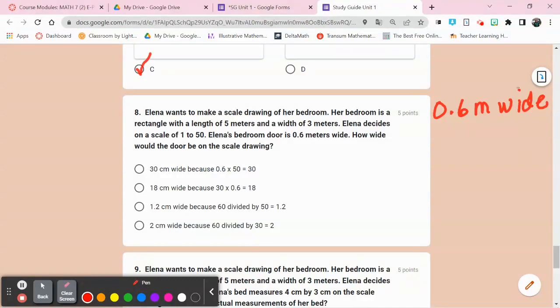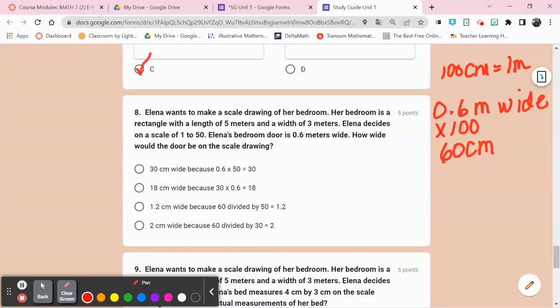All right, we're going backwards to that scale drawing. So I know I'm not going to be measuring in meters. I'm going to be measuring centimeters. So I'm going to change that to centimeters first. And remember, there is 100 centimeters in 1 meter. And we are going to centimeters, which is a smaller measurement, so we need more numbers. So we're going to multiply by 100. 0.6 times 100 is 60 centimeters.